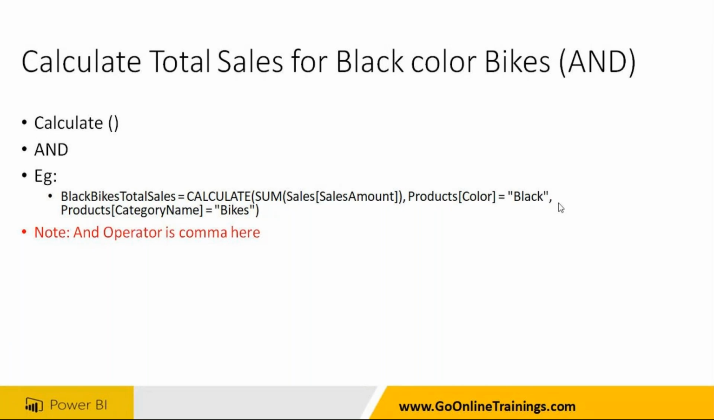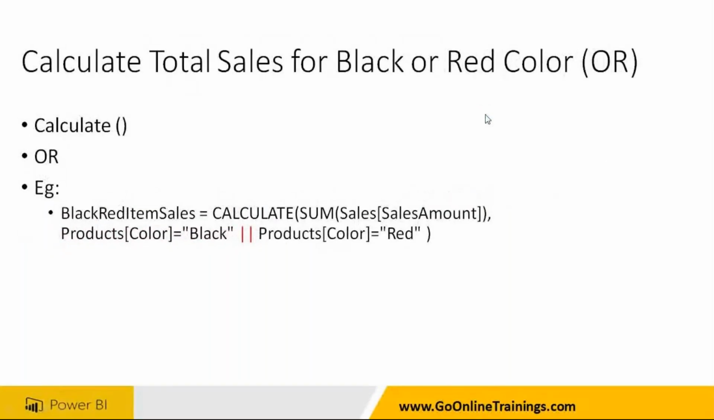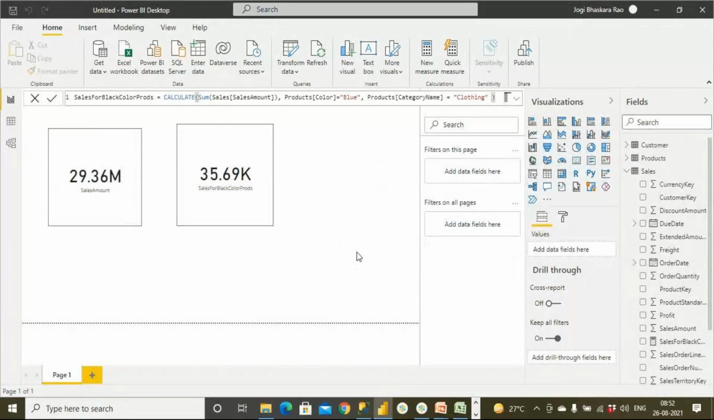Clear? So that is the total sales for black color bikes or blue color bikes, whatever you wanted to have. But if I wanted to use OR instead of a comma, you need to put this. I need a product that could be either black or red. So the next one: if I wanted to apply that product color could be blue or, the pipe symbol, double pipe, either blue or clothing. Let me press enter.